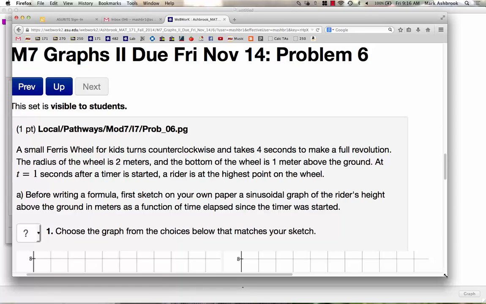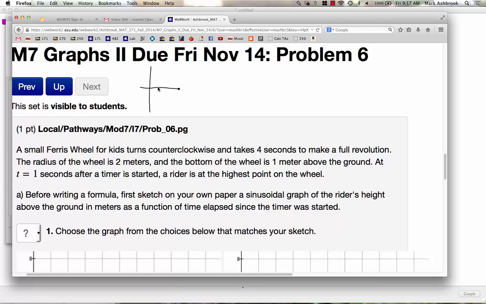Is it tracking vertical distance or horizontal distance? The rider's height above the ground. That'd be vertical distance, right? But now we know we could write that as sine, and then we could also write it as cosine. We can write it as both. Okay, so let's make a sketch and see which one it looks like.